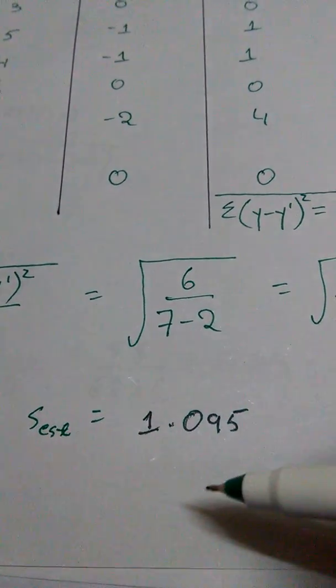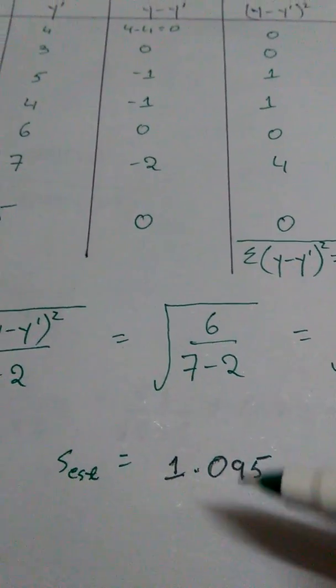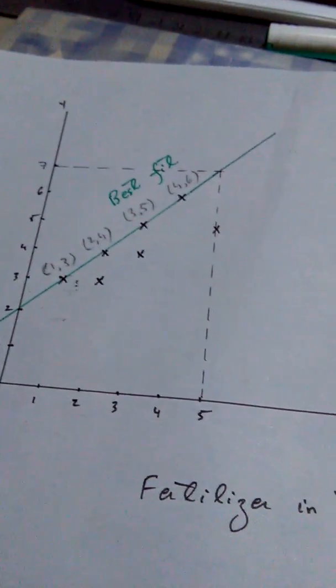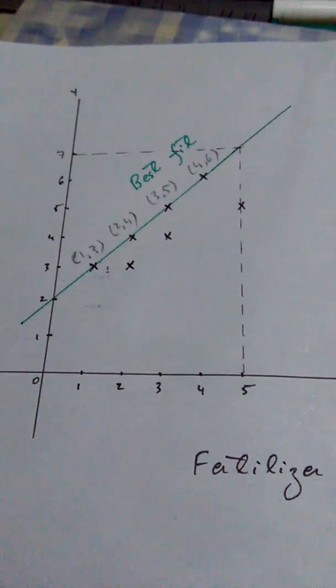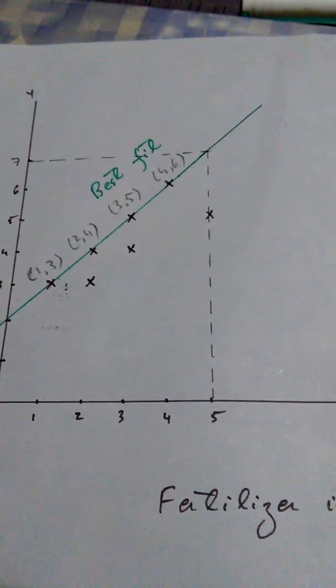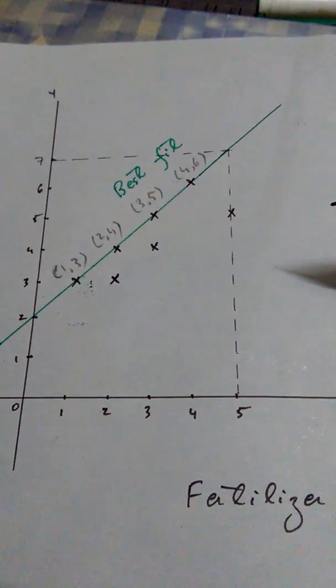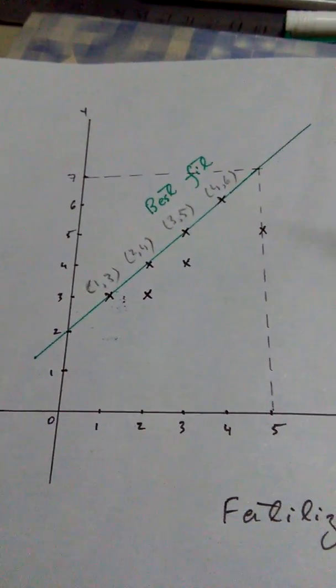So this is the standard error of your estimate, representing just the difference or the distance between your estimated value and the actual value, the predicted value. So I hope you have understood the concept of your standard error of estimate on the basis of the best fit line and the actual values given in the sample data.